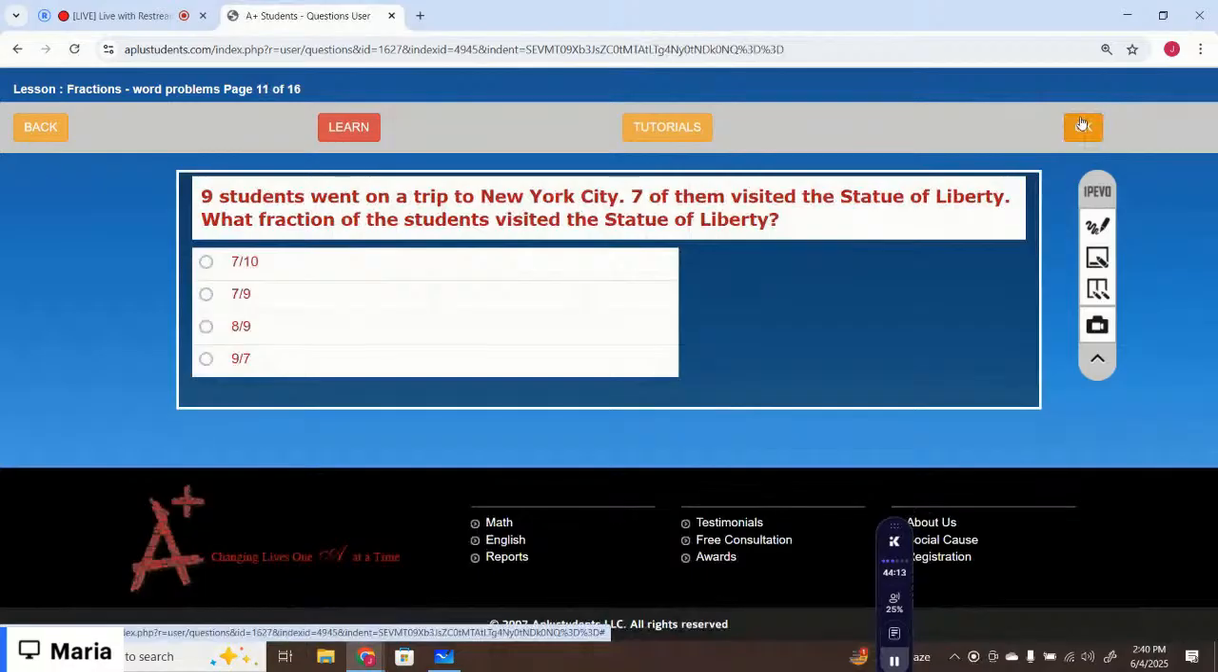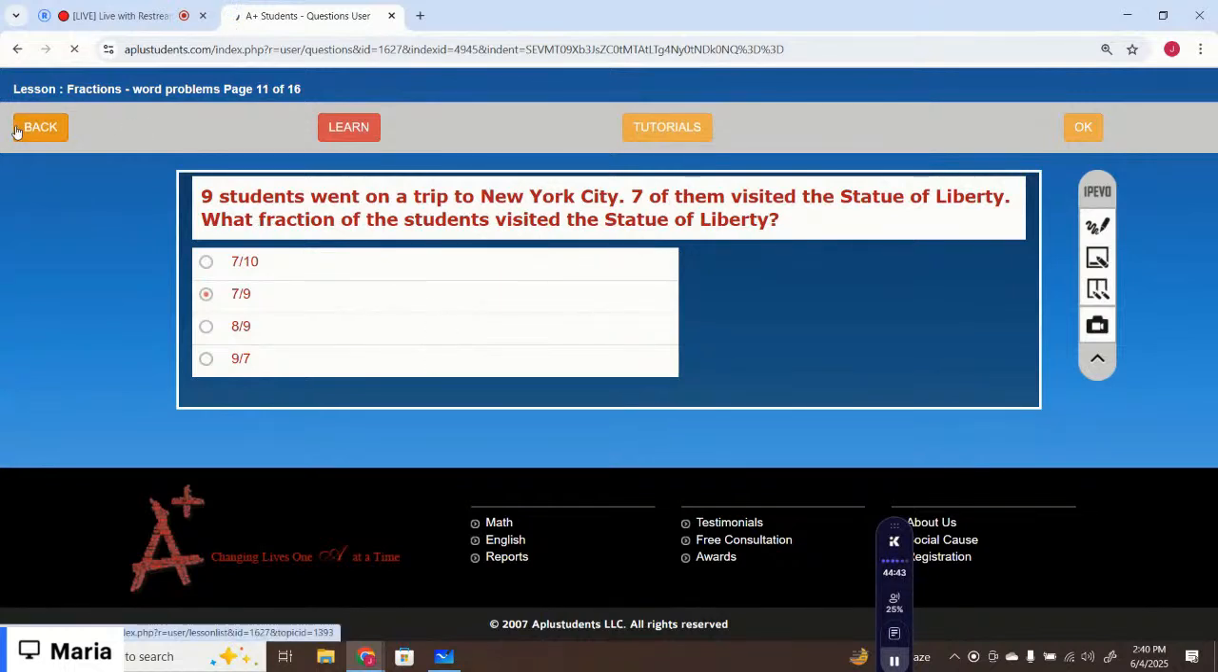9 students went on a trip to New York City. 7 of them visited the Statue of Liberty. What fraction of the students visited the Statue of Liberty? That is 7 out of 9. Option number 2 is the correct option.